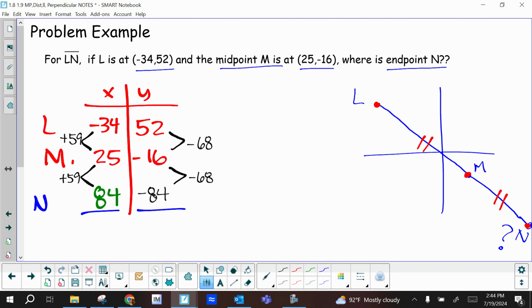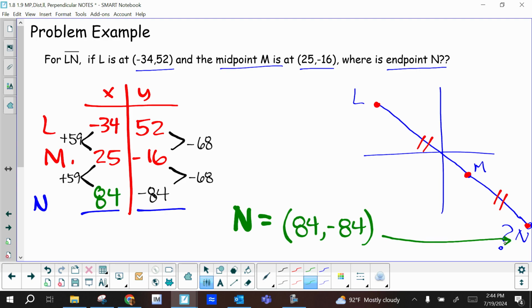Using a T-chart is a great way to figure out N. So point N is at (84, -84). That's that coordinate way over there. All right, that's it.